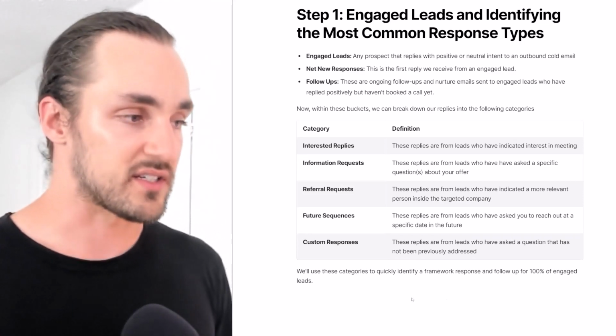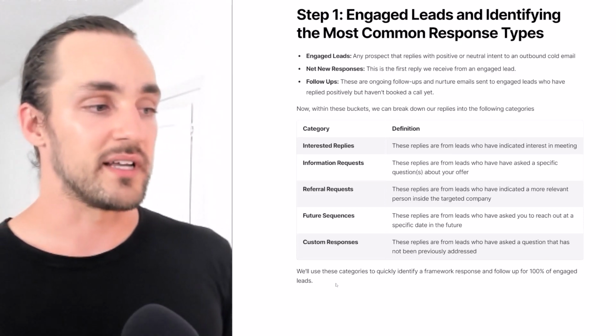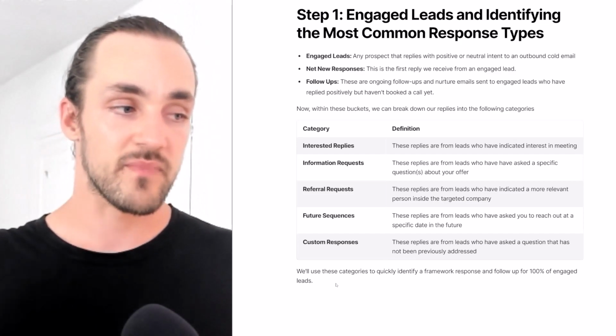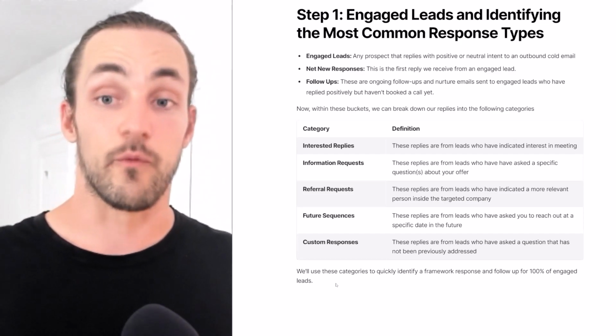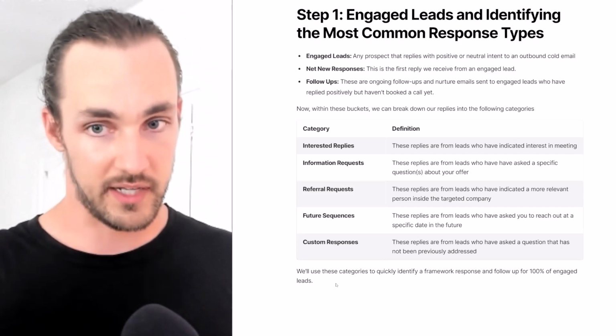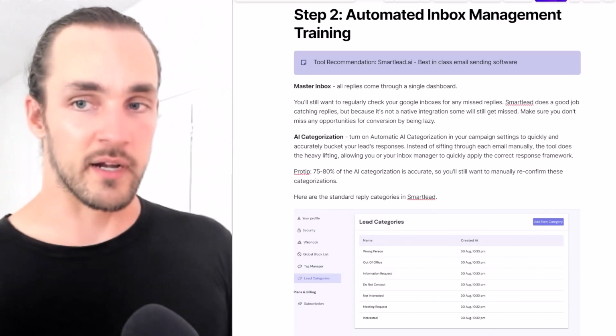But pretty much the same across the board. What we'll do is use all of these categories to quickly identify a framework response and follow up. This is going to be all the categories that we need for 100% of our engaged leads. Step two, automated inbox management training.